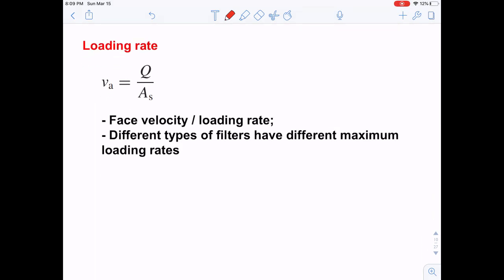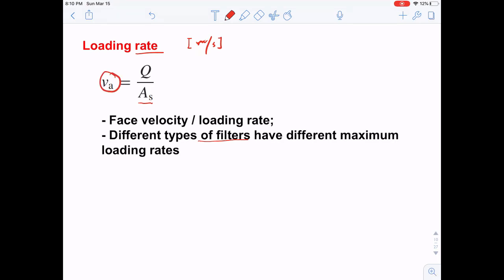And in terms of the design for the filters, there's one important parameter. Similar to the sedimentation process, we have a parameter called loading rate. Again, although it's called a rate, it basically has the unit of velocity, which is meter per second. Okay, so the loading rate is calculated by dividing the flow rate of the water by the surface area of the sand filters. Or it can be different types of filters, as we can introduce later on.